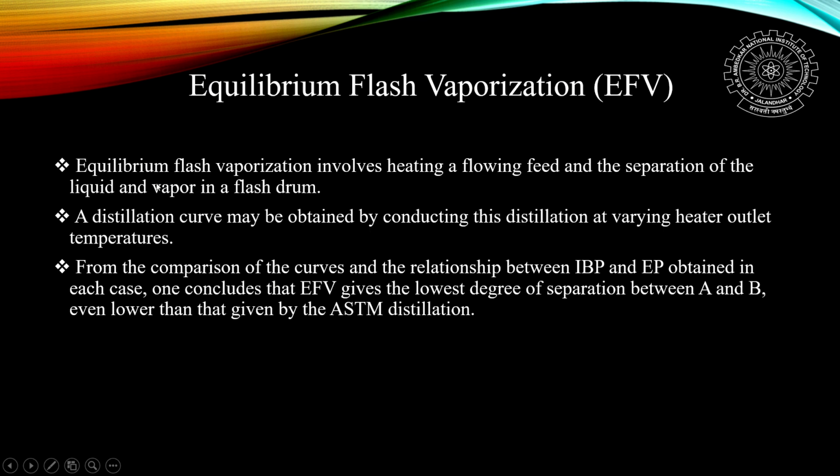Okay, so it was saying that equilibrium flash vaporization involves heating a flowing feed and the separation of the liquid and the vapor in the flash drum. Yes, that I have shown you. And then there is a distillation curve that will be obtained by conducting the distillation at varying heater outlet temperatures.